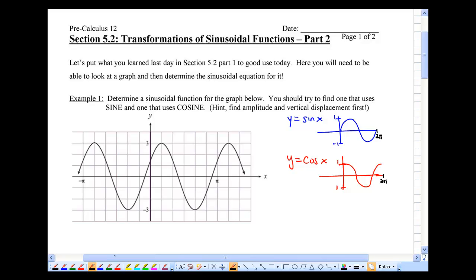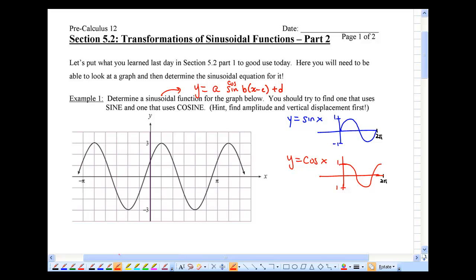We're going to have to find a sinusoidal function. Whenever it says sinusoidal function, think this: y equals a, and then either sine or cosine, b x minus c, plus d. So all that stuff from last day. A stands for the amplitude, b is the phase shift, sorry, b is not the phase shift, b is the thing that helps you find the period, c is the phase shift, and d is the vertical displacement.